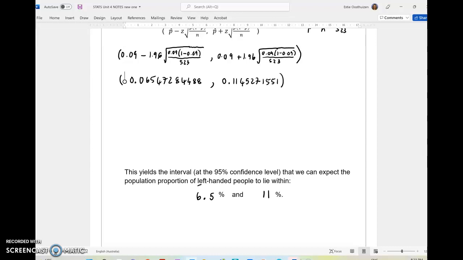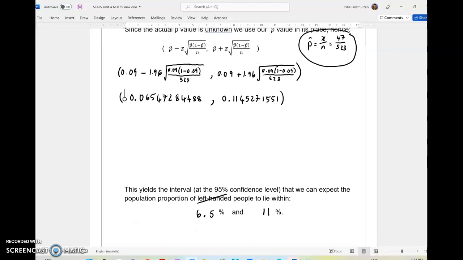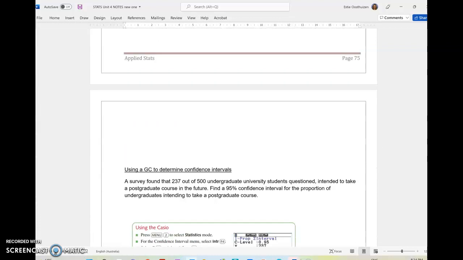And we do remember, because we Googled it a little bit, the population proportion of blue-eyed people is 9%. So we've done a pretty good job with our sample proportion. The reason we got a pretty good indication of it is because our sample size was large. Remember, a sample size is considered valid and appropriate if it's greater than 30. So 523 is pretty good.